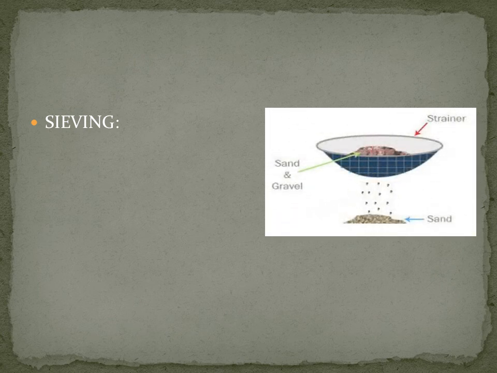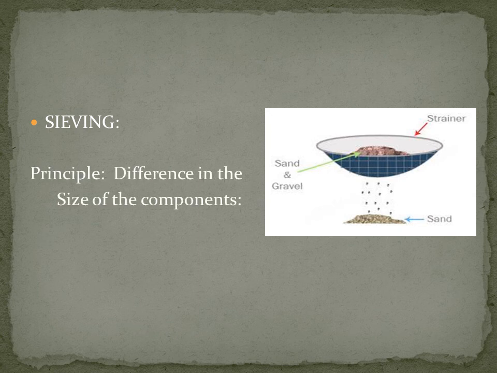The next method is sieving. The method of separating a mixture by using a sieve is called sieving. You know what a sieve is? It is a wire or plastic mesh held in a frame. The differentiating property is the size of the components of the mixture. The principle used here is the difference in the size of the components of a mixture.